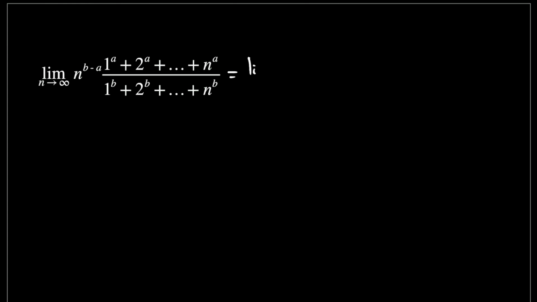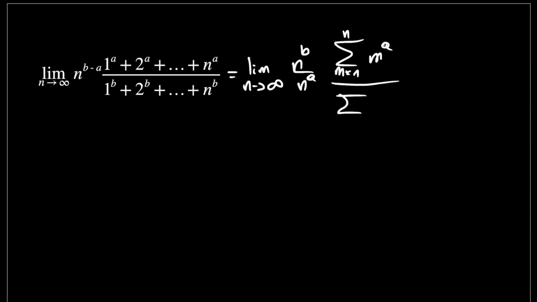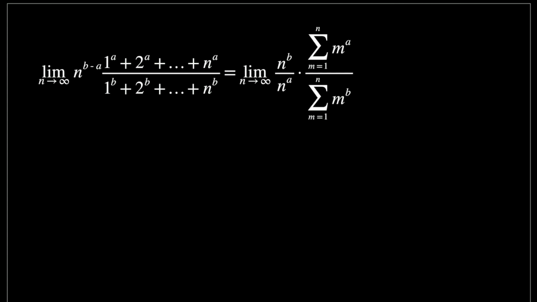So we're just going to have the limit as n approaches infinity of n to the power of b divided by n to the power of a, and then we have our sum from m equals 1 up to n of m to the power of a divided by the sum from m equals 1 up to n of m to the power of b, of course. So yeah, here we can really see the similarities between our expression and the definition of an integral in terms of a Riemann sum. So that would be the integral from p to q of f of x dx.